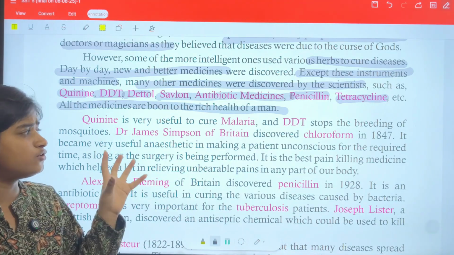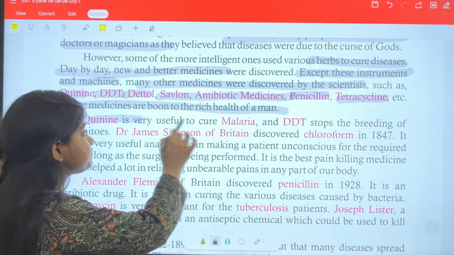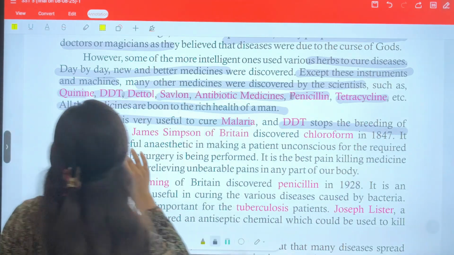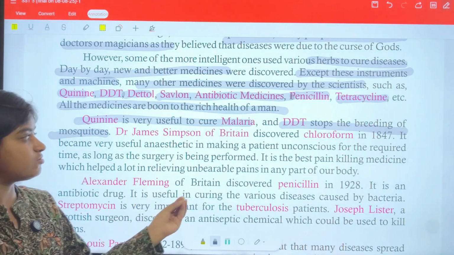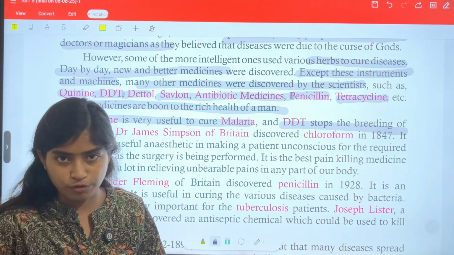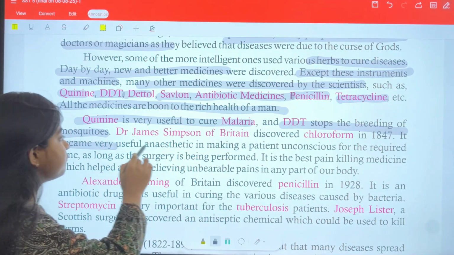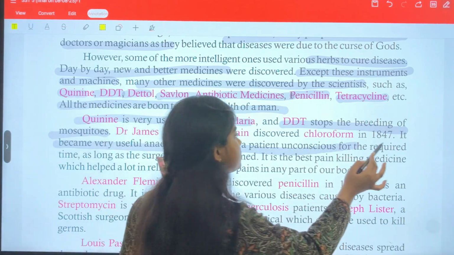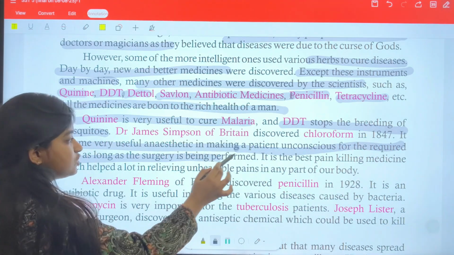Quinine is very useful to cure malaria. That means quinine helps to cure the disease malaria, and DDT stops the breeding of mosquitoes. Dr. James Simpson of Britain discovered chloroform in 1847. It became a very useful anesthetic, making a patient unconscious for the required time, as long as the surgery is being performed.